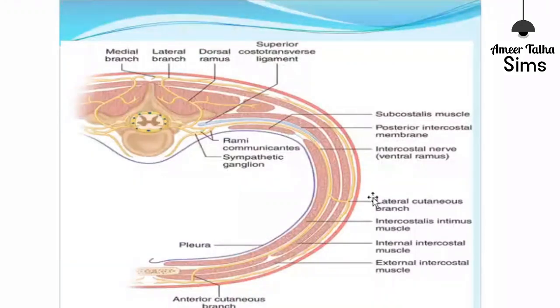And in the lateral part, it gives off lateral cutaneous branch which further divides into anterior and posterior branches supplying the skin. And in addition, it also gives rami communicantes, which is also known as communicating branches, which connect the spinal nerves to the sympathetic ganglion. This is sympathetic ganglion. So white and gray rami communicantes connect the spinal nerves to the sympathetic ganglion. This is the main course and branches of the typical intercostal nerves.